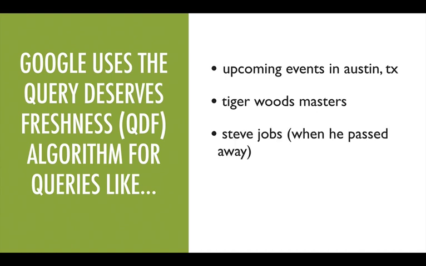query. Steve Jobs. When Steve Jobs passed away several years ago, typing Steve Jobs into Google was not the same as typing Steve Jobs into Google the day before he died, right?